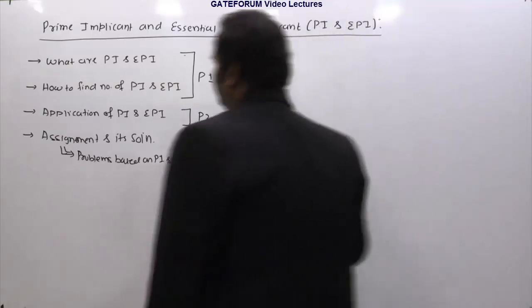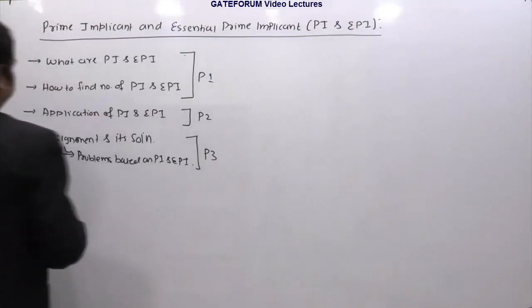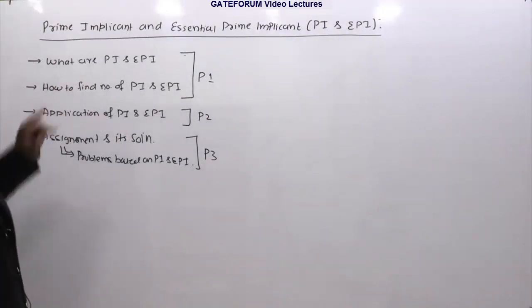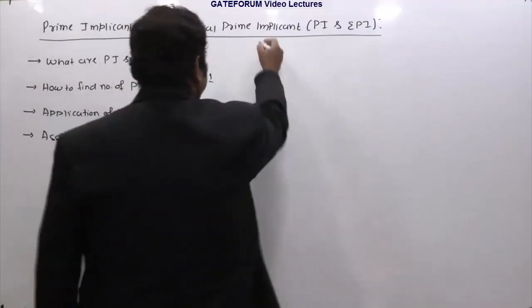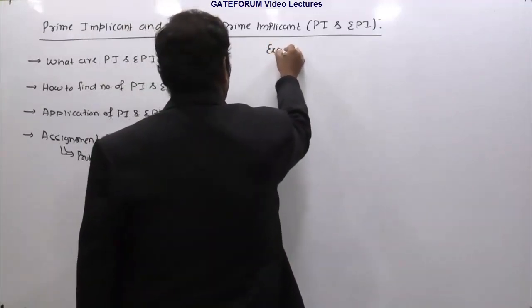So first, let's see what these PI and EPI are and how to find the number of PI and EPI. To explain this, let me take one example. So let's say I'm taking one example. This is your example 1.